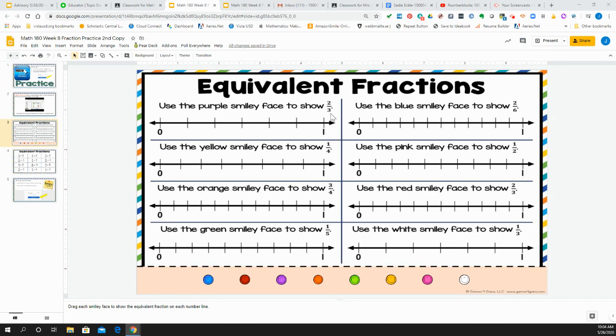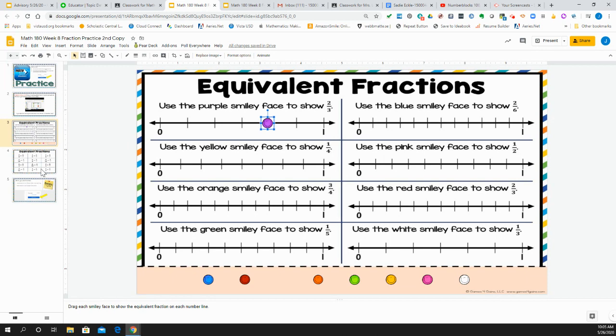So if I look back at that fraction, I need to put the purple smiley face at 2/3. I'm going to start back over here at 0. And I'm going to take my step and step. So now I'm at 1/3. Step and step. So right here, this tick mark represents 2/3. Okay, so I'm going to go pick up that purple smiley face and drag it on my number line, and that problem is done. Okay, so as you're doing the rest of these number lines, the first thing you're going to have to do is look at that denominator and figure out how to break up your number line.